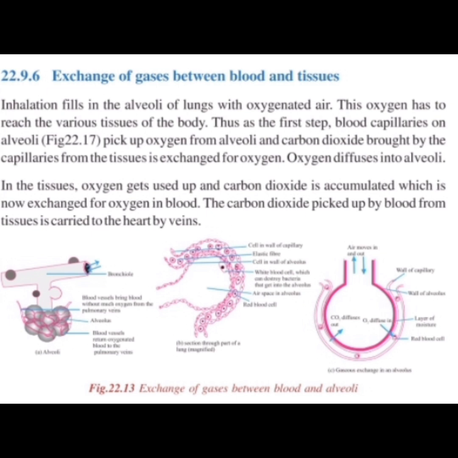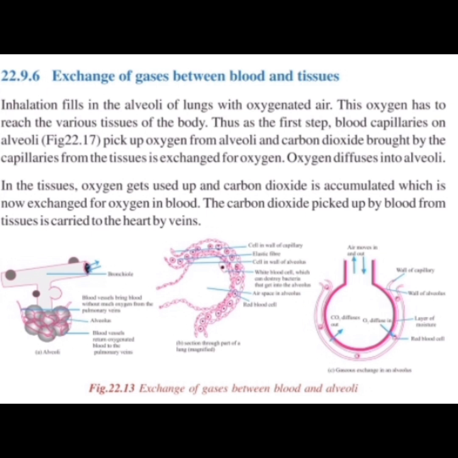carbon dioxide brought by the capillaries from the tissue is exchanged for the oxygen. Oxygen diffuses into alveoli. In the tissue, oxygen gets used up and carbon dioxide is accumulated, which is now exchanged for oxygen in the blood. The carbon dioxide picked up by the blood from the tissue is carried to the heart by the veins.